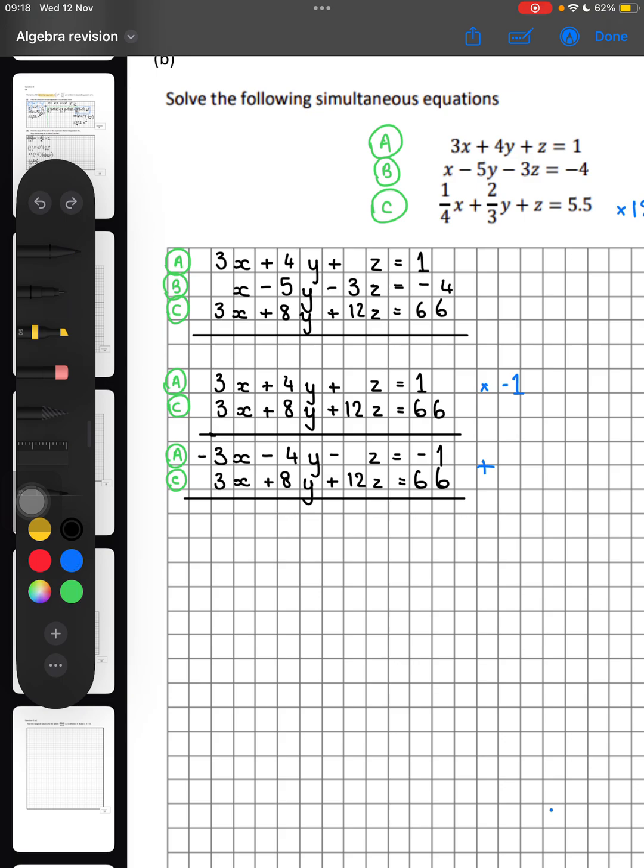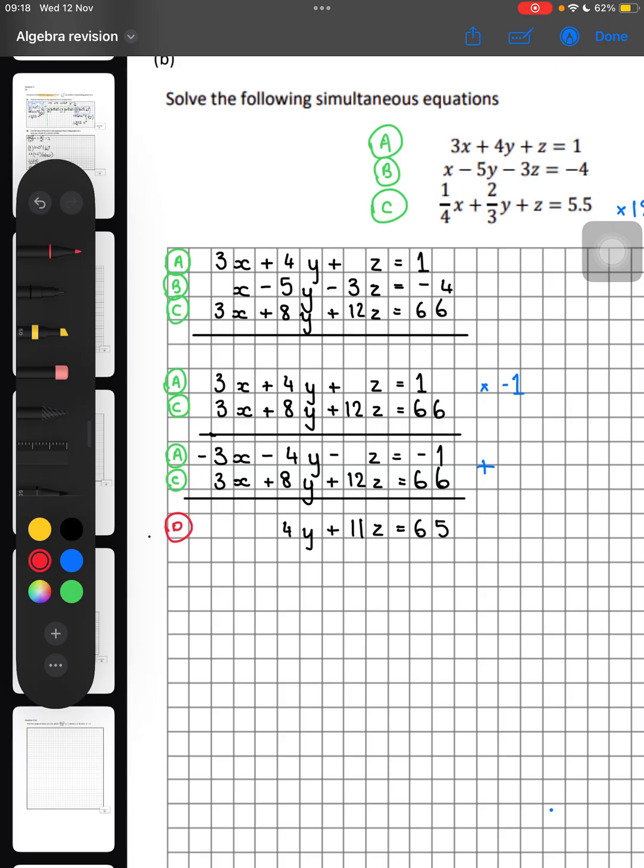And then we have minus 4y plus 8y is going to give me 4y. Minus z plus 12z is going to give me plus 11z. And then that's equal to 65. That is no longer equation A or equation C. It's a new equation because I've merged two equations together. So I'm going to give that a new letter. Let's call that letter D.